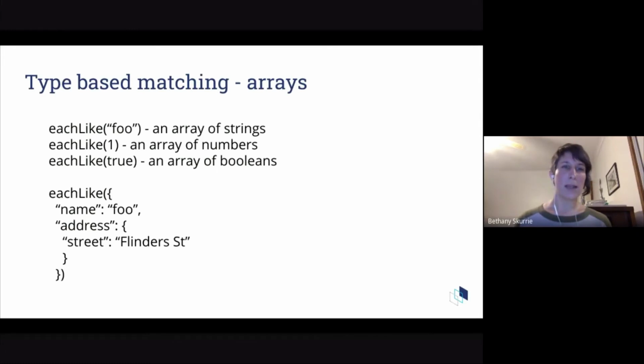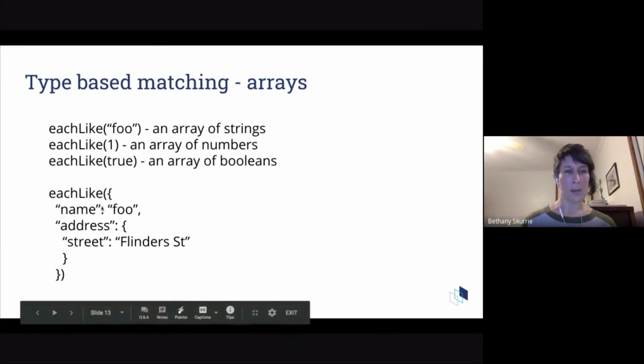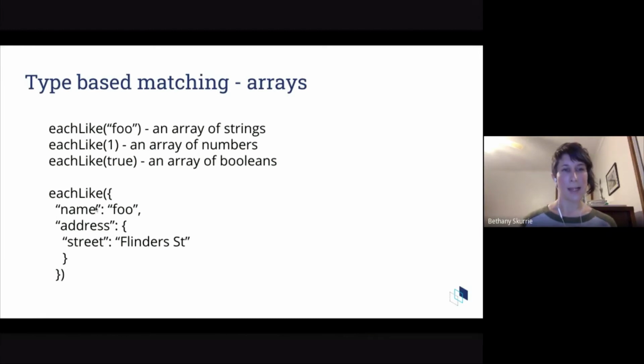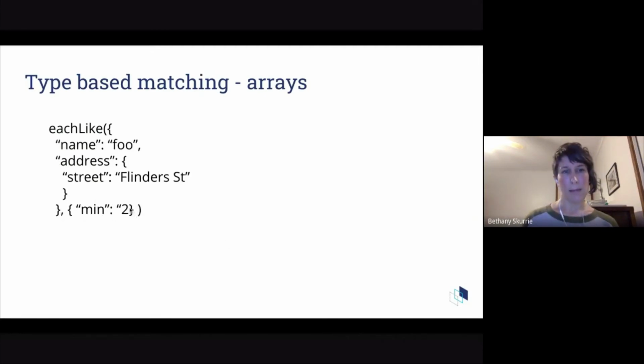Now it can extend that like-based matching for arrays. So you can say each like and give it a single object, and you would get an array of that type of object. So each like and give it a string, expect an array of strings. Same for integers and booleans. You can also do it for objects. So you say each like, and then you can give it an object, and each element in that array needs to have those keys, but it doesn't matter what values it has. Now you can also put a minimum or maximum onto that array as well.